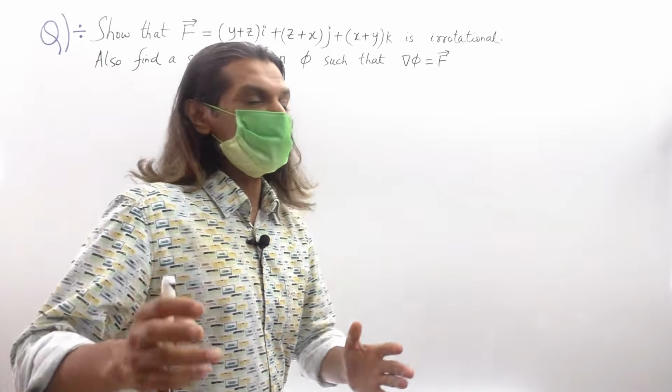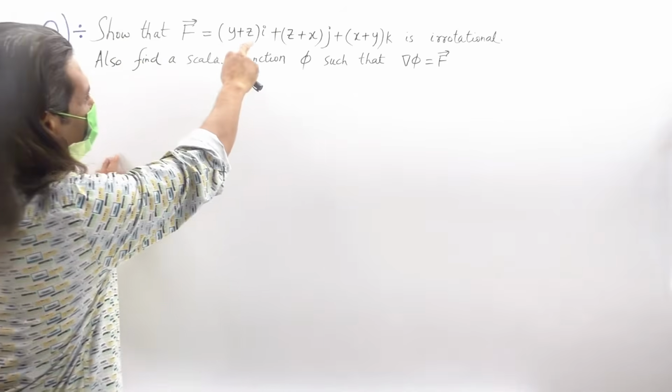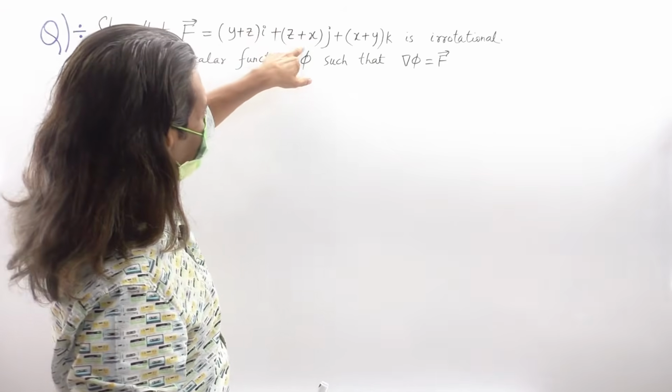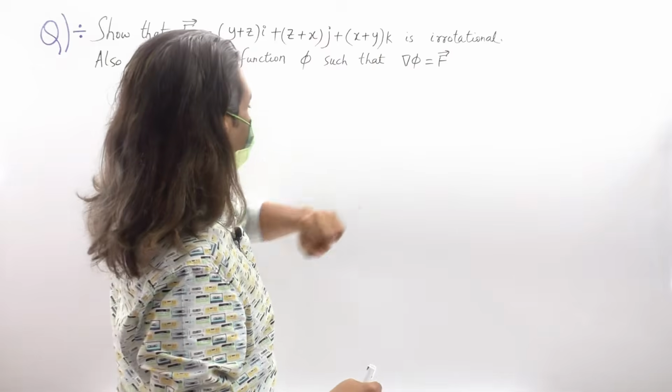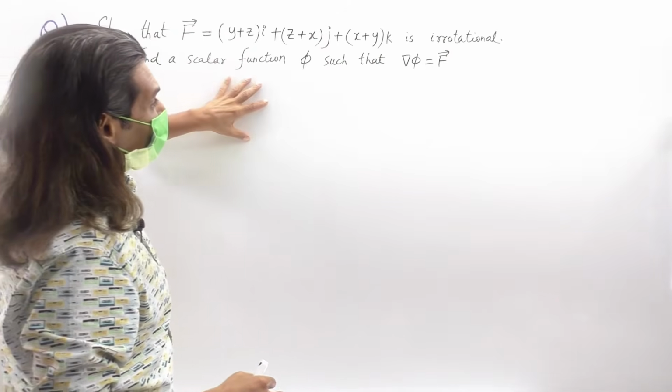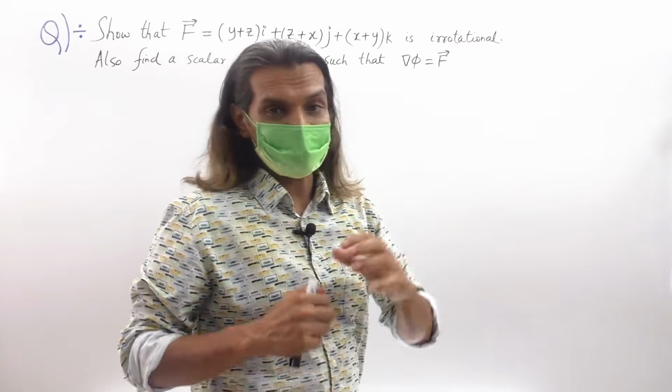See, the problem here is: show that f vector is equal to (y plus z) i plus (z plus x) j plus (x plus y) k is irrotational. Also find a scalar function phi such that del phi is equal to f.